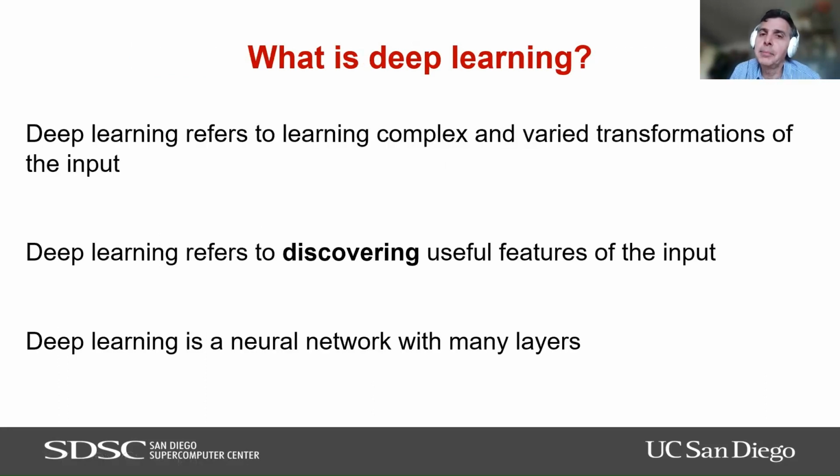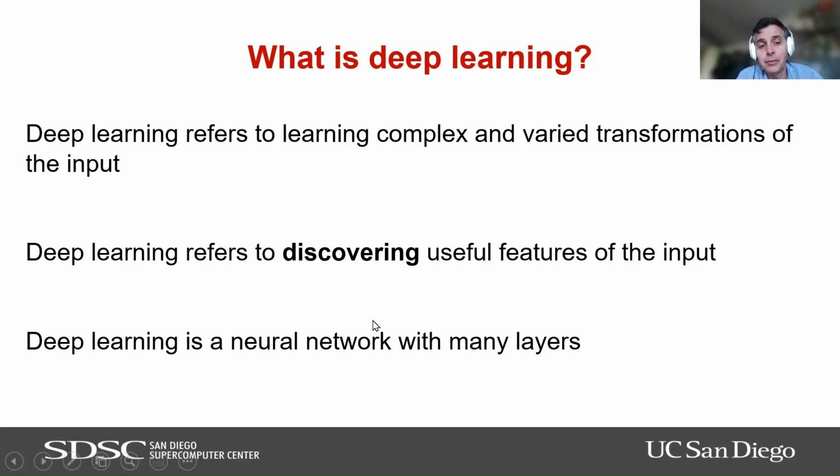So now we can also say a little bit about what deep learning is. Deep learning really refers to learning complex and varied transformations of the input. That's one way to think of it. Deep learning refers to discovering features of the input. I like to think of it this way, especially because one of the successes of deep learning networks is dealing with unstructured data: raw text, a bunch of images, audio sound. And so it's really pulling out features for us. We don't have to pre-process the image. We don't have to be engineers to take an image and create our own features.